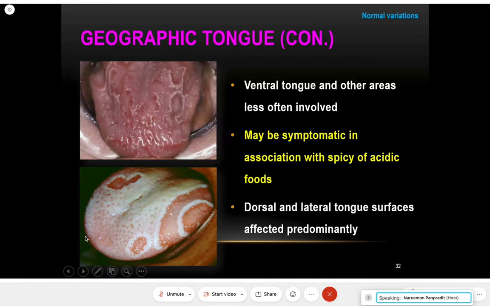But if you notice, when it shows the red area of depapillation, that means the epithelium is thinner than normal. So someone can complain that when they have spicy or acidic food, maybe a little pain or some irritated feeling, but not severe pain, just a little not normal feeling. But most of the cases do not feel any change from normal.